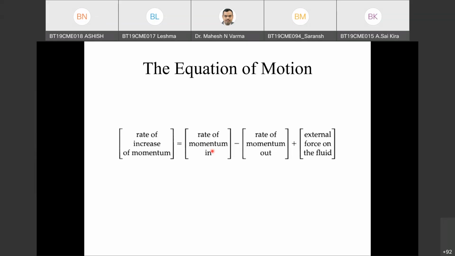Very good. And the third component of x momentum will be? Delta x into delta y. No, no. What will be the component? Phi zx. Okay.